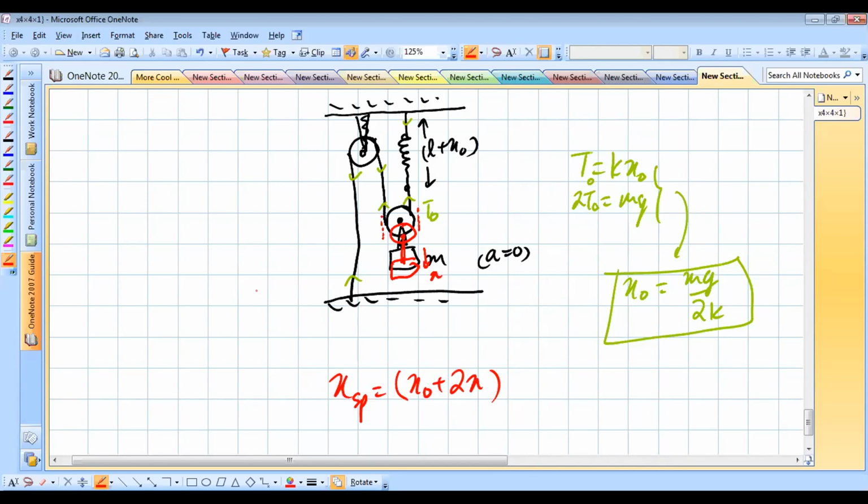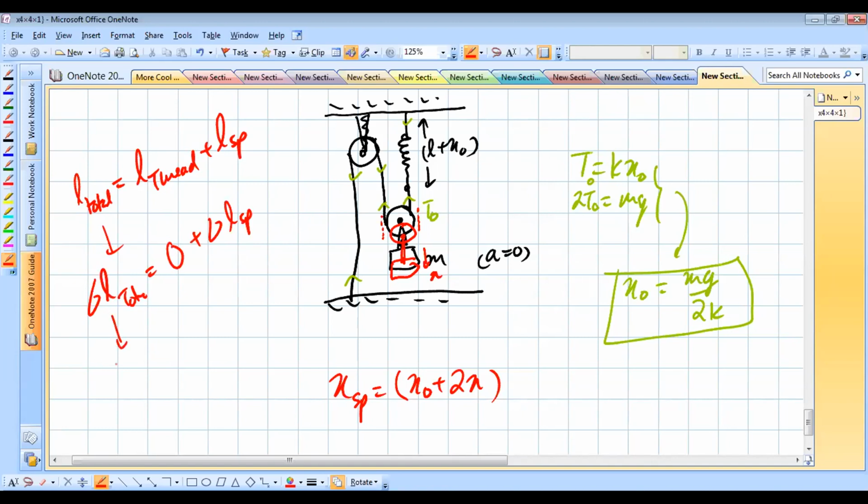Understood now why? Yes. Because this total length is the length of the thread plus the length of the spring. So let's say the total length is the length of the thread plus the length of the spring. So the total thread length from here to here, thread plus spring length from here to here, has changed by how much? 2x. So delta of this L total should be equal to delta of the thread, which is 0, plus change in length of the spring. So this has totally changed by how much? 2x. So the spring's length has also changed by how much? By 2x. So that's why the spring is further extended by 2x.